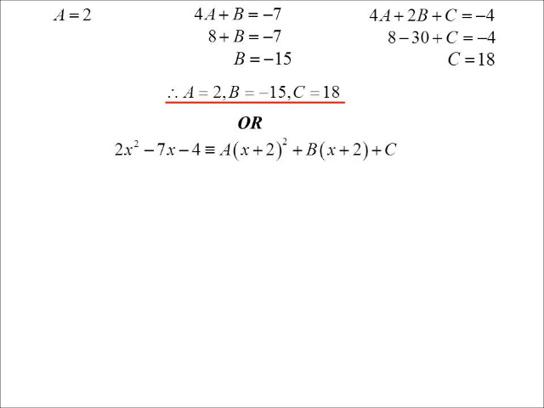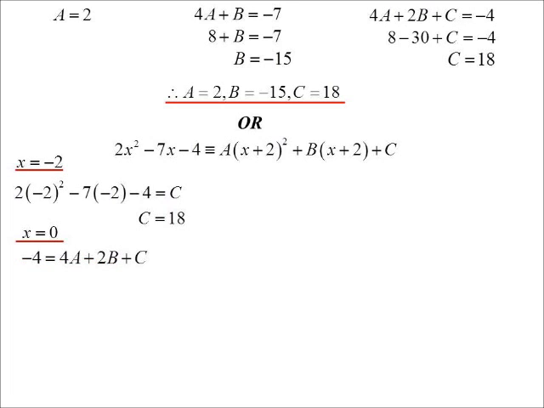Another way I could do it is via substitution. Because I could look at this and say, well, hang on, if x is negative 2, then on the right-hand side, the A term is going to disappear, the B term is going to disappear, so I'll find out what C is straight away. If I sub negative 2 in, I'll get, sure enough, C is 18. Or I could also look at this and say, well, there's only one thing here that's going to produce an x squared. That's the A. So therefore the A must be 2. I could sub in 0 and come up with that equation.